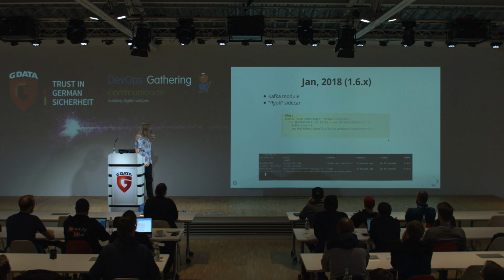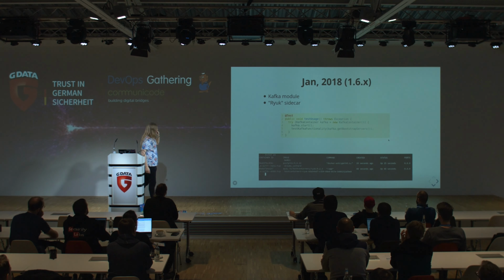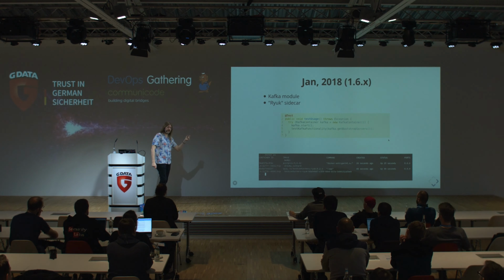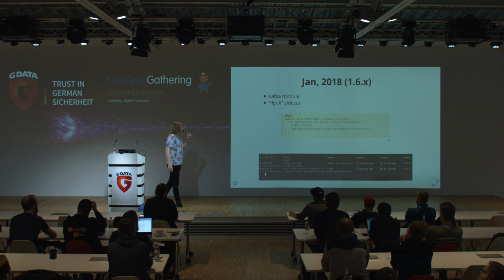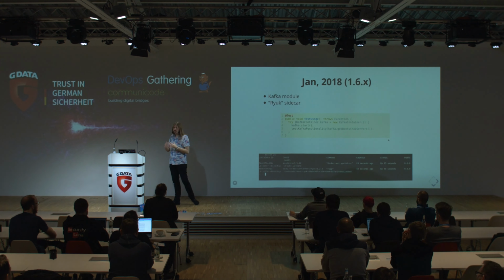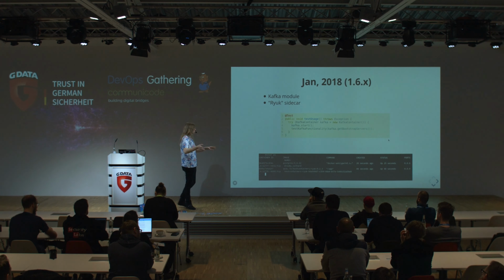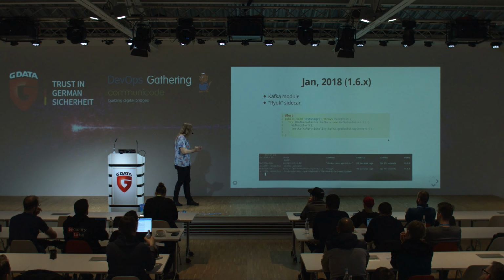And here we introduced the Ryuk container I showed, the Ryuk sidecar container. It was in version 1.6. And this was a really crucial design decision for Testcontainers. So what does this Ryuk container do? It's responsible for the resource cleanup after the test. So when the containers are not needed anymore, when the JVM exits, it removes all those Testcontainers resources like containers, like images, like volumes, whatever you want.